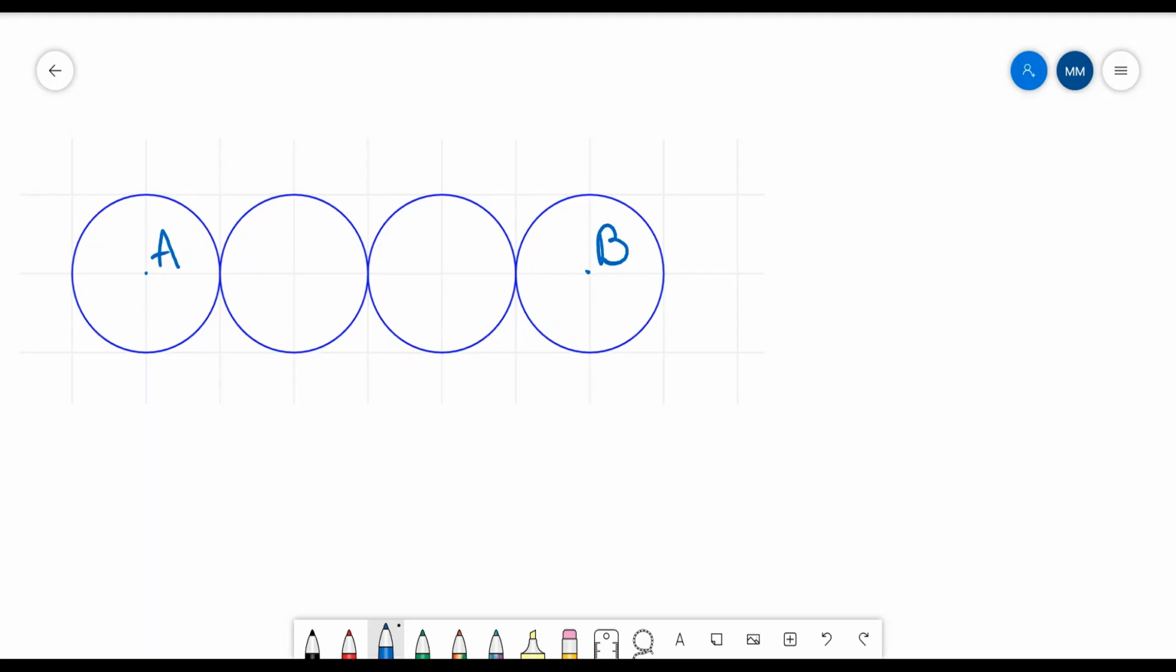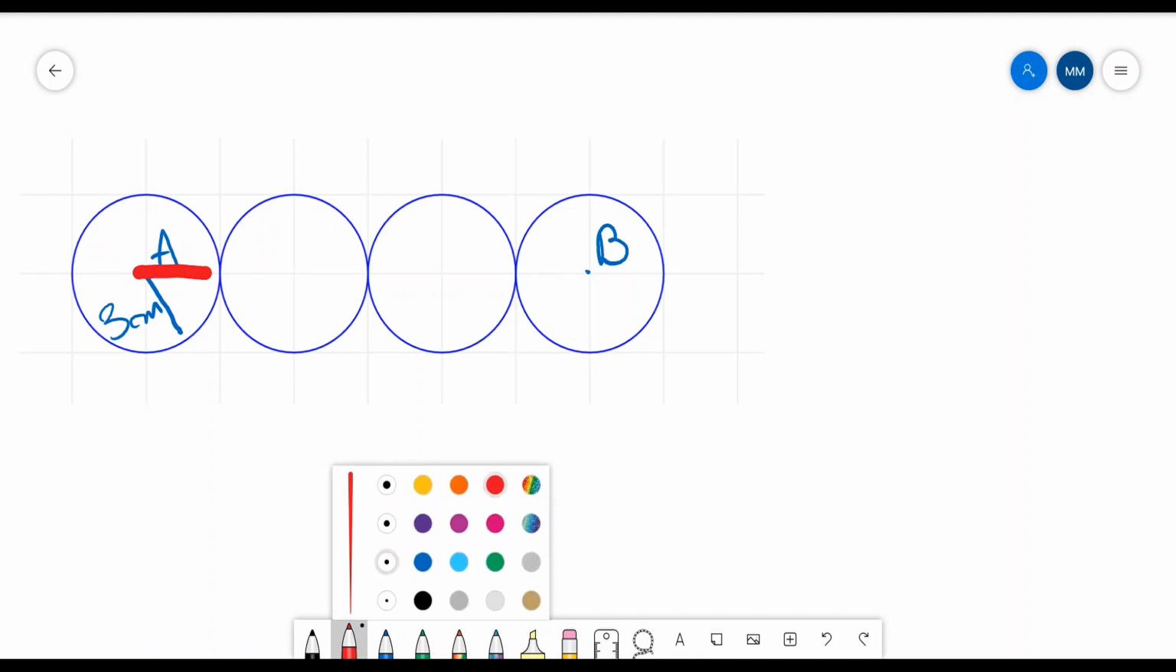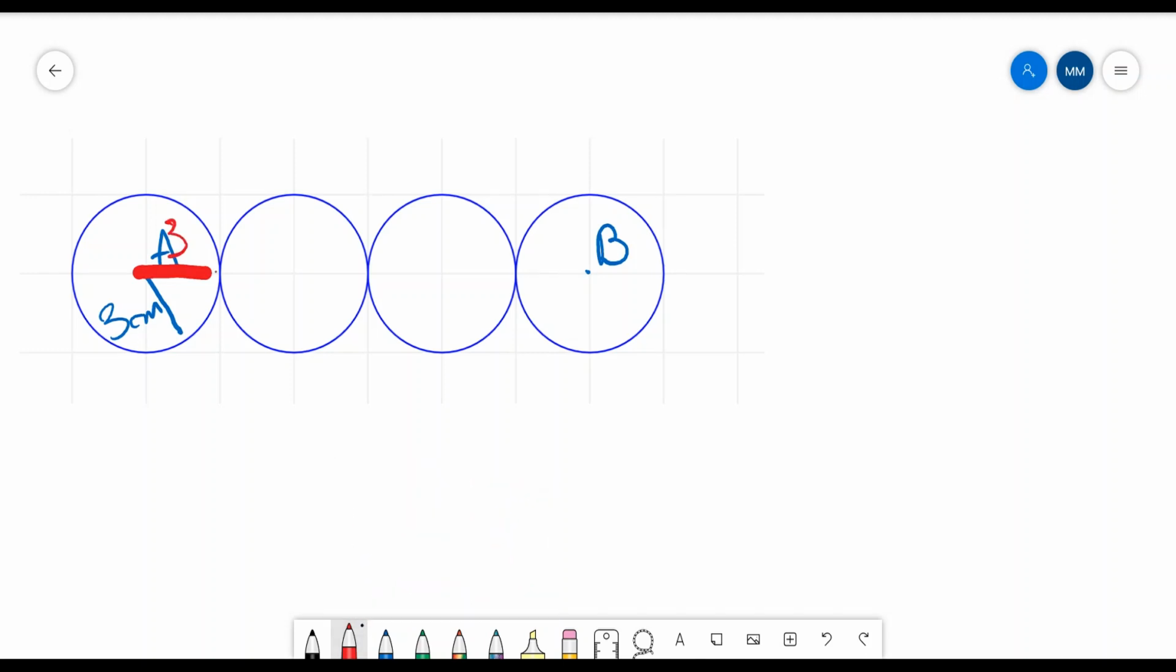So let's say you're looking at a problem like this one, where you want to find the distance from A to B, and you've been given that the radius of the circle is 3 centimeters. You can use the definition of a circle, a set of points equidistant from the center, to help you measure that distance. So for example, we know that this length right here is going to be 3. We know that this length is going to be 3. We know that this length is going to be 3. So on and so forth.